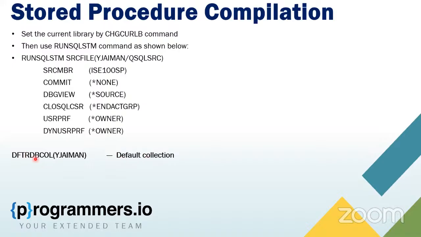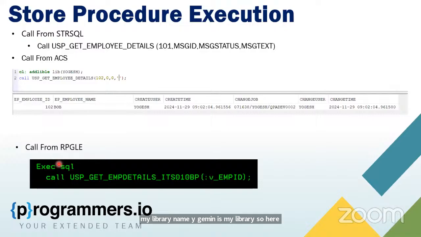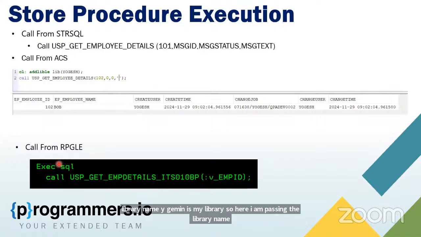So this is one parameter. You can see that in the RUNSQLSTM command, and here I am passing my library name. Why German is my library. So here I am passing the library name. Now we have compiled the stored procedure, so we just need to use it.